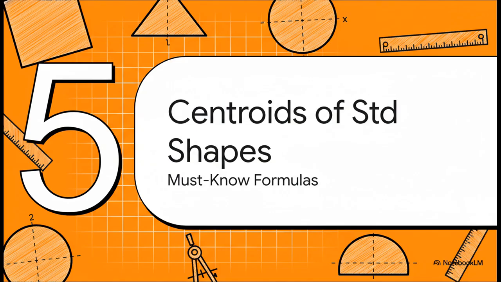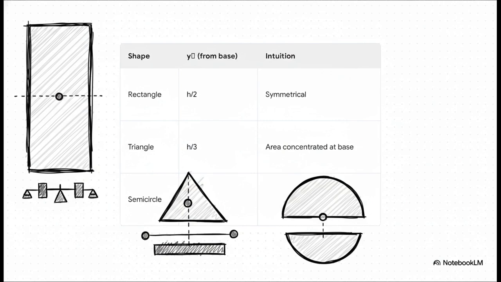Okay, time to talk formulas. While that intuition is fantastic for multiple choice questions, when you need a precise numerical answer, you have to know these formulas by heart. These are the big three you'll see over and over. For a rectangle with height h, y bar from the base is just h over 2. Easy, it's symmetrical. For a triangle, it's much lower down, at h over 3 from the base.